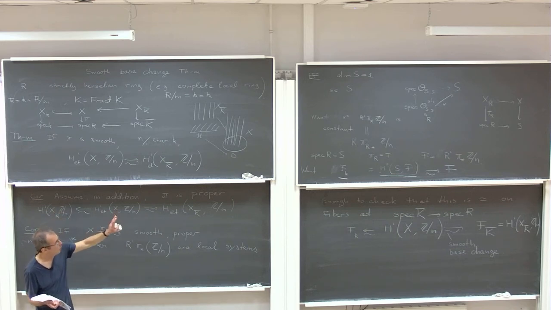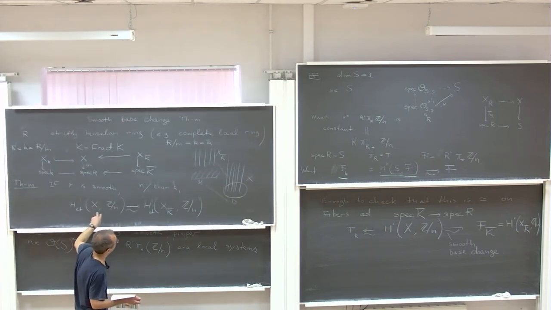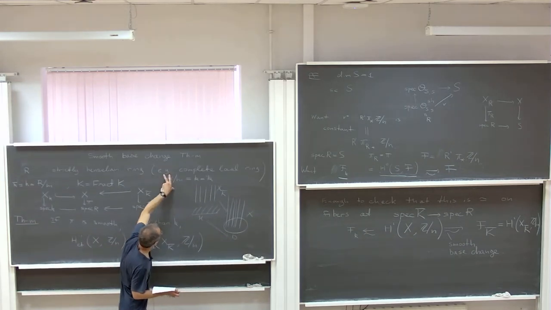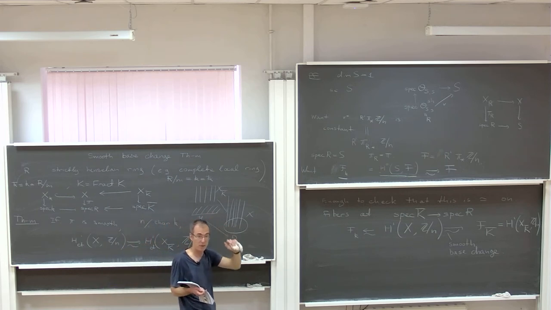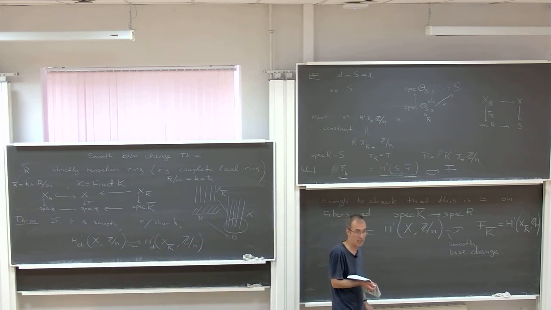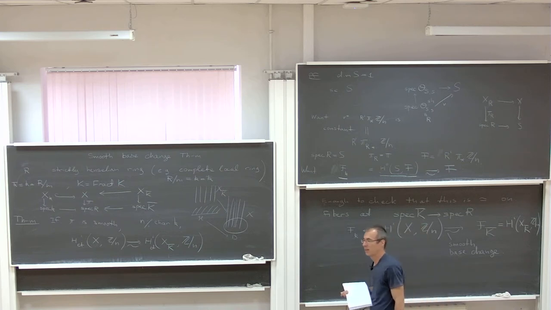What I want you to remember from this whole discussion is that if you have a smooth proper family over something like a complete DVR, then the cohomology of the special fiber is the same as the cohomology of the generic fiber. Is it true if n is, say, equal to the characteristic of the residue field? For example, what is the first cohomology of an elliptic curve? Well, we did compute with Z mod n Z coefficients. We did some computation. Right.